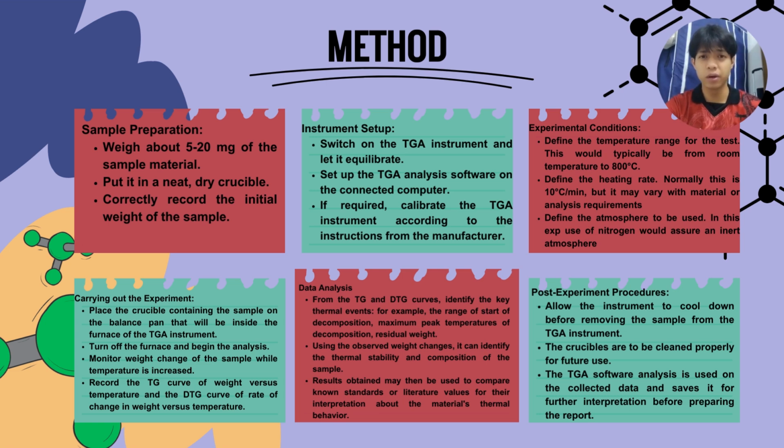After the experiment, we analyze the data from the TG and DTG curves. We identify key thermal events such as the onset of decomposition, peak decomposition temperature, and residual weight. This weight change helps us determine the thermal stability and composition of the sample. We can then compare our results with known standard or literature values to interpret the material's thermal behavior.